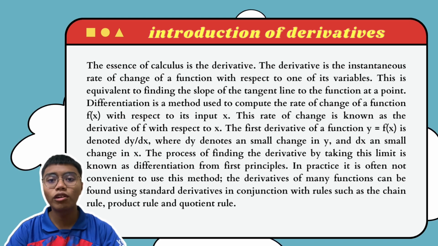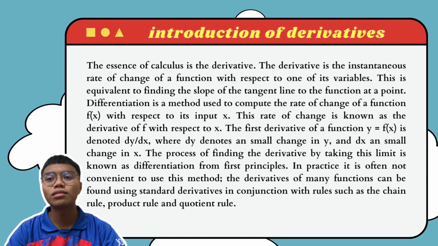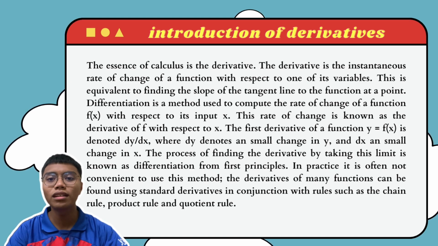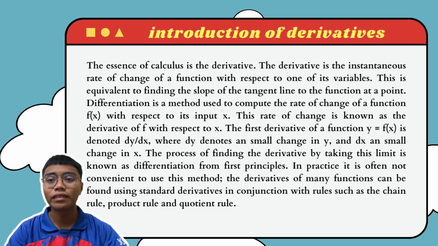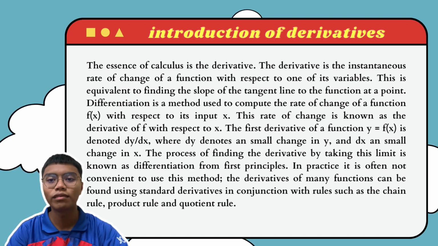The first derivative of a function y equal to f(x) is denoted dy over dx, where dy denotes a small change in y and dx a small change in x. The process of finding the derivative, taking this limit, is known as differentiation from first principles. In practice, it is often not convenient to use this method. The derivative of many functions can be found using standard derivatives in conjunction with rules such as chain rule, product rule, and quotient rule.